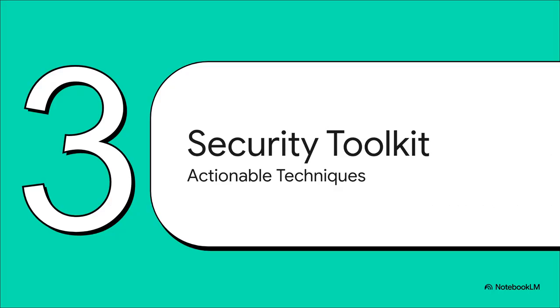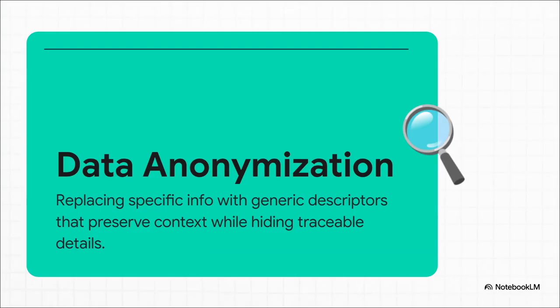All right, now for the fun part. Let's get practical. The source lays out this awesome three-part toolkit with techniques you can start using right now. First step is data anonymization. Sounds a little technical, but the idea is super simple. You just swap out the specific identifying details for more generic descriptions. The key is to do it without losing the important context that the AI needs.